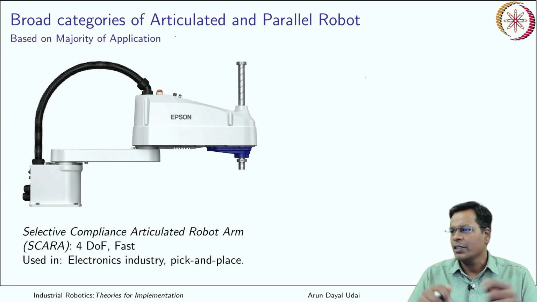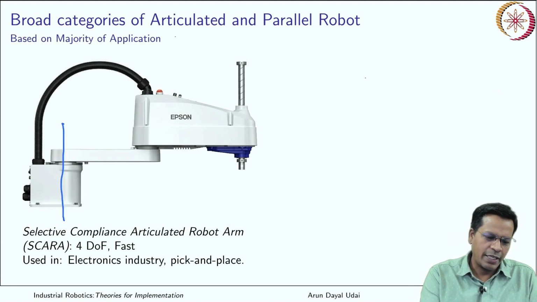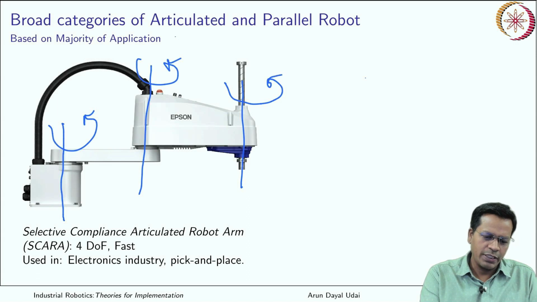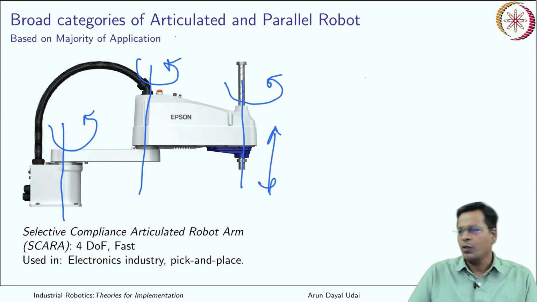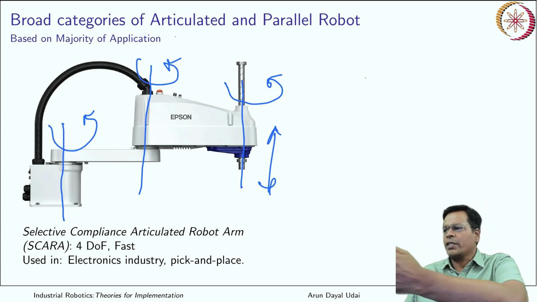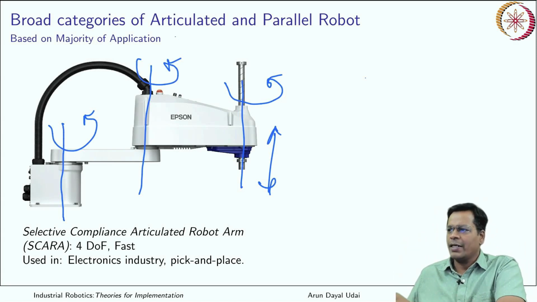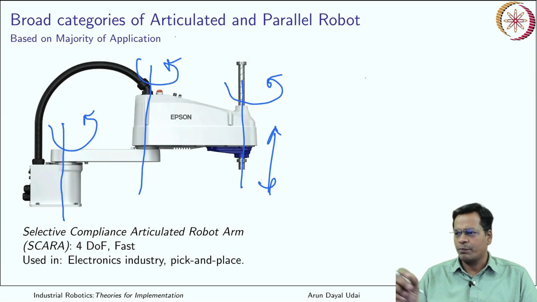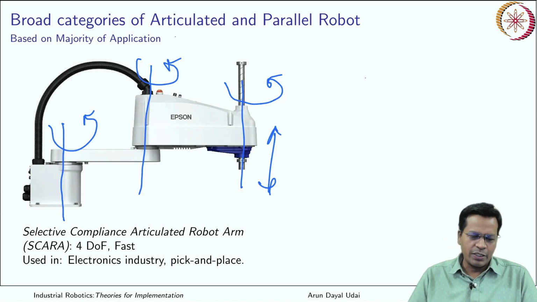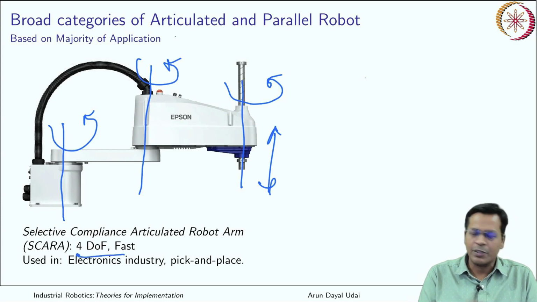One of them is the selective compliance articulated robot arm, that is SCARA, a 4 degrees of freedom robot. You see it has a first axis which is like this, a second axis which is like this, rotary, and the third one can go up and down. So it can take your robot anywhere in XYZ and it can rotate at that location where it can reach. It is used mostly in the electronic industry for any pick and place task. This is a 4 degree of freedom robot, but still it suffices for that particular job.